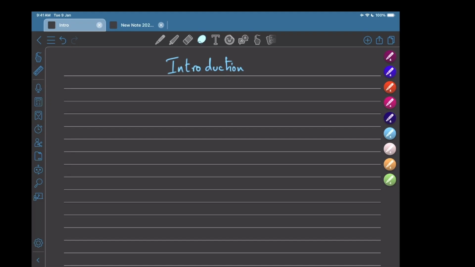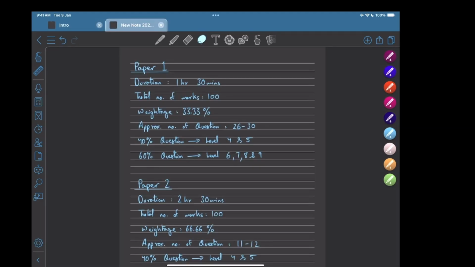The whole purpose of this video is that we are going to get introduced to the paper and the subject. The things that we are going to discuss in this video are the topics that are there in the exam, what the papers are about, how many papers, and so on.